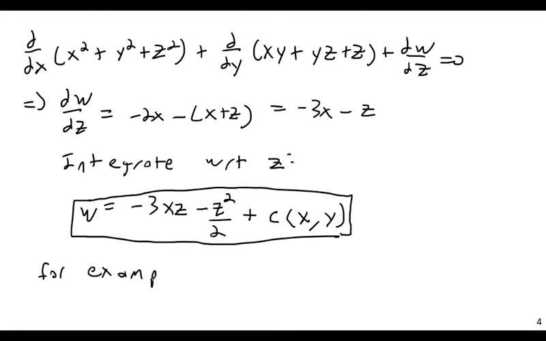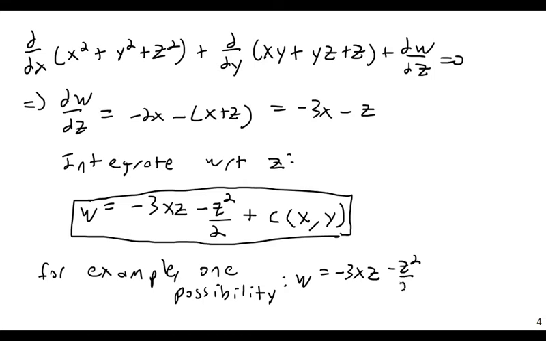For example, one possibility would be something like w equals negative 3xz minus z squared over 2 plus, I don't know, 2x squared y squared. And don't be asking where I got that. I just pulled that constant term out of my head. It could be any expression of x and y.